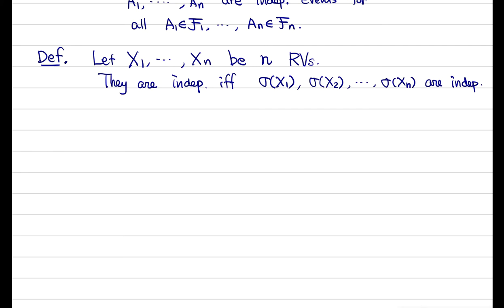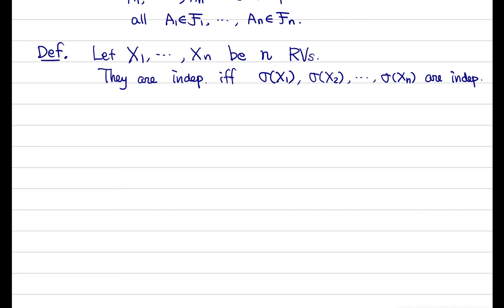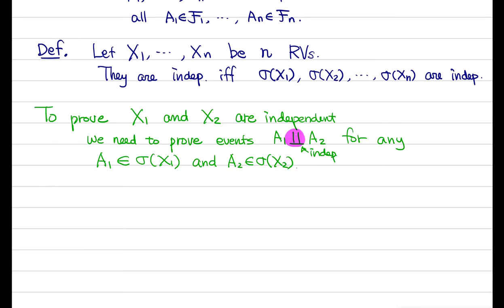So to prove that certain random variables are independent, we have to prove that the corresponding events in the sigma algebras of those random variables are independent. So let me repeat: to prove x1, a random variable, and x2, another random variable, are independent, we need to prove that any event A1 coming from the sigma algebra of random variable x1 and any event A2 coming from the sigma algebra of x2 are independent.